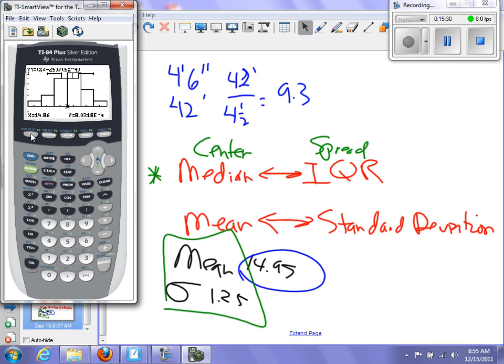Oh, I have a Y value in there. That's my problem. Okay, figure that out. Zoom 9, trace. I want it to trace my box plot. And you see it starts right there on my min, right? And then I can go to my Q1 and my median and so on.